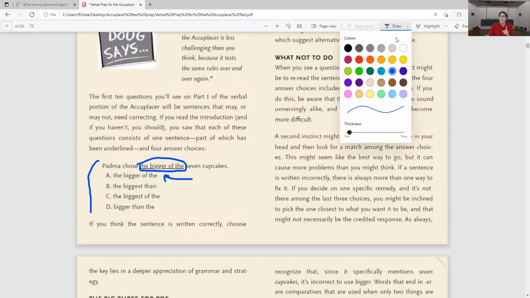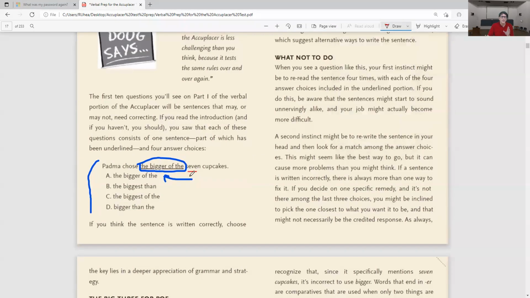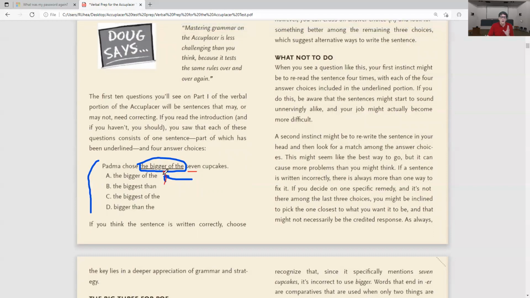And let me change the color of my pen here. Change it to red. Okay, I read the sentence again. Padma chose the bigger of the 7 cupcakes. The thing that's incorrect, very strange, is it says bigger. Bigger is used when comparing 2 things. One is bigger than the other, but yet there's 7 cupcakes. So I've identified the problem now.